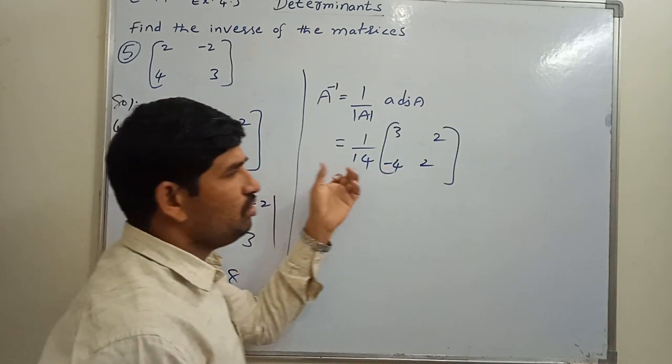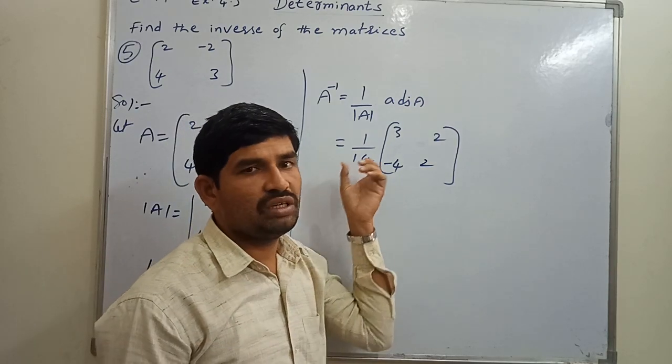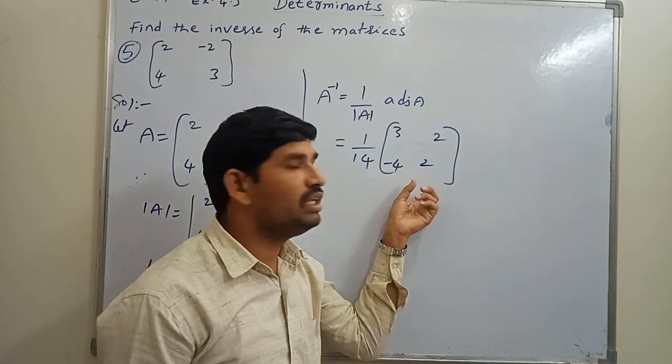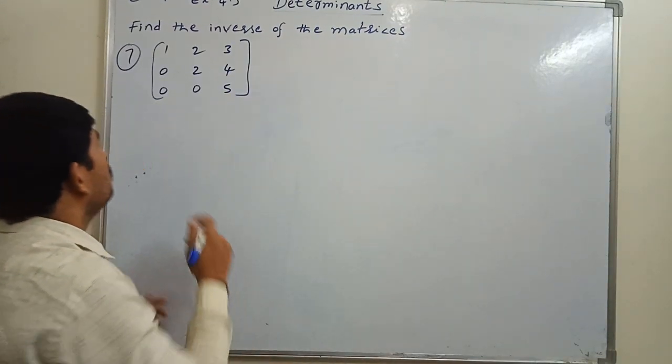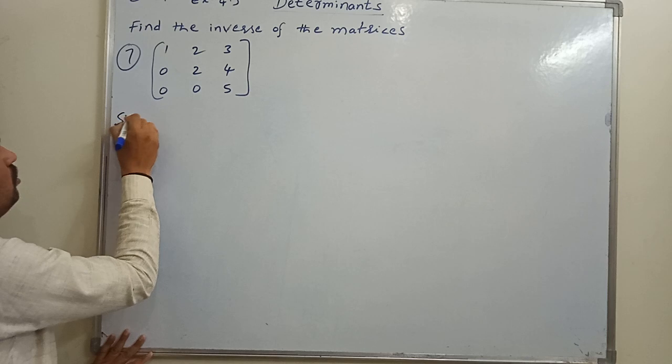After that you have to complete question number 6, because again that is a 2 by 2 matrix. We will see the next question, the 7th one. See the next question here. Question number 7 is on the board.